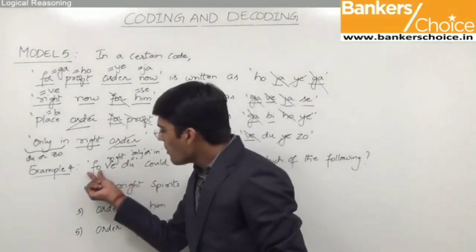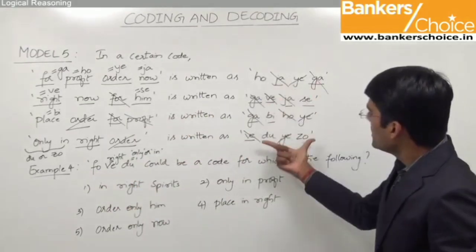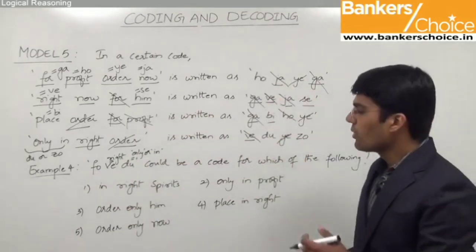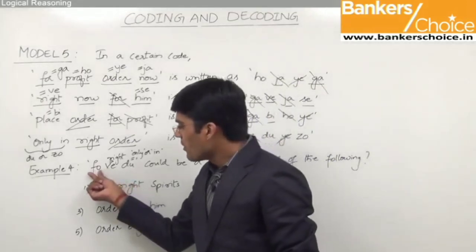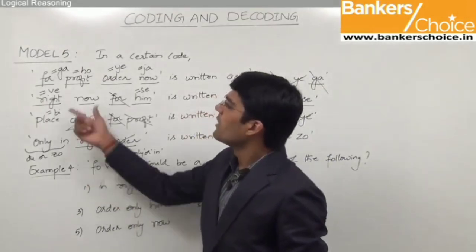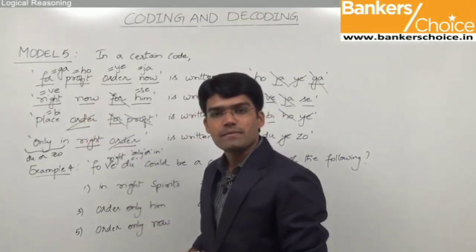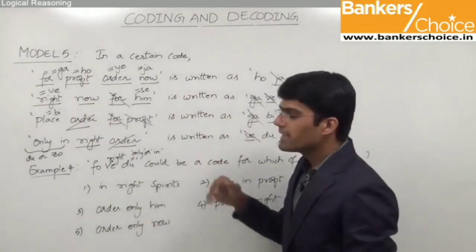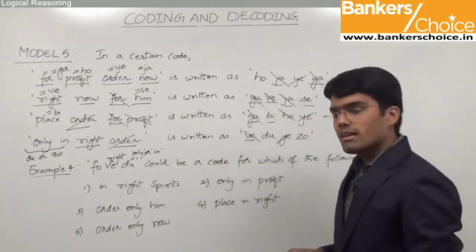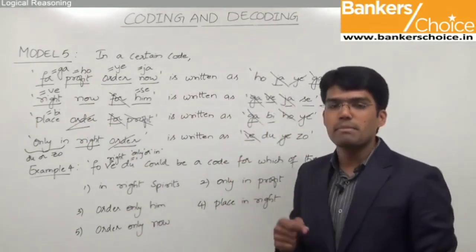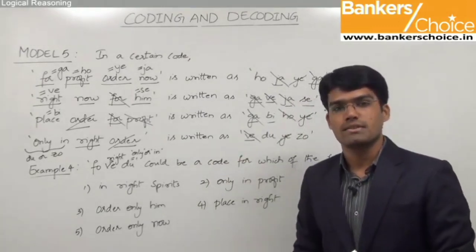But the word "for" is not available in any of the codes here. Therefore, it is obvious that "for" cannot be any word which is given in these statements. Now let us see how to get the answer for this question. The answer here can be obtained simply by eliminating the wrong options.